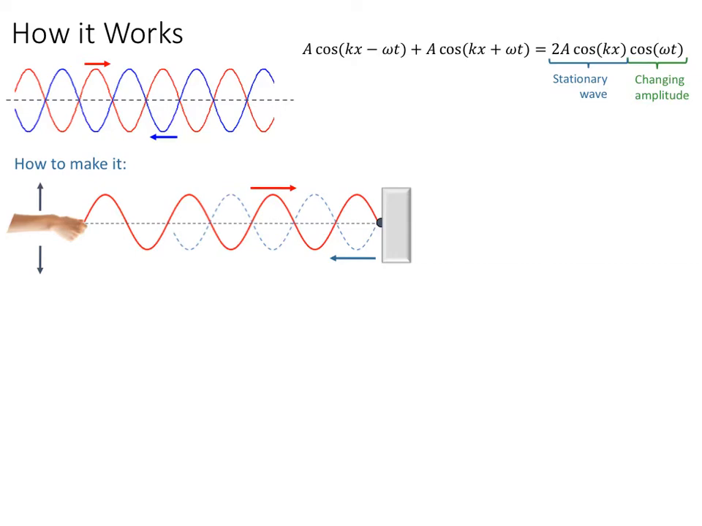And this part, the 2 amplitude, I've doubled the amplitude. Cosine kx is the stationary wave. That tells me what the wavelength is and also where the places of 0 amplitude are. These places are called nodes. So all of these are called nodes. And where are the places of maximum amplitude? That's here, places where it oscillates up and down. These are called antinodes.